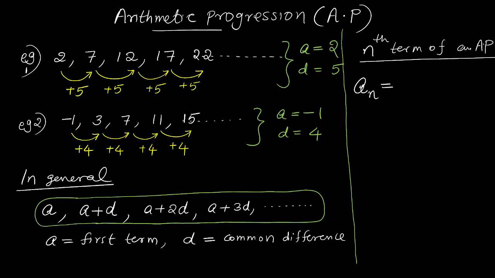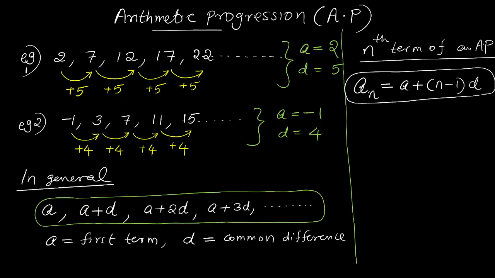The derivation I don't want to discuss, because it will not be asked in the exam. So a_n equals a plus (n minus 1) into d. You just memorize this formula. This is the nth term of an AP. I will give you an example, don't worry.